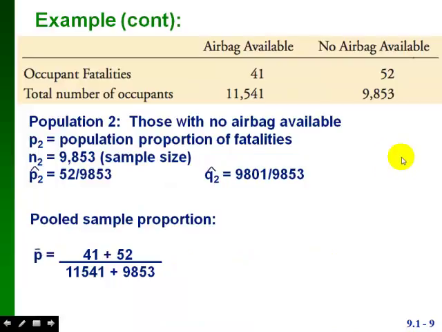And for population 2, we're just taking the numbers from the second column over here where there was no airbag available. So we have 52 for our number of successes, 9,853 is our sample size. Here's our sample proportion and the complement of that. And our pooled sample proportion, as I said, we'll need this if we're going to conduct a hypothesis test. We just take the number of successes in each one and add those together. And for the denominator of this, we take our two sample sizes and add them together.